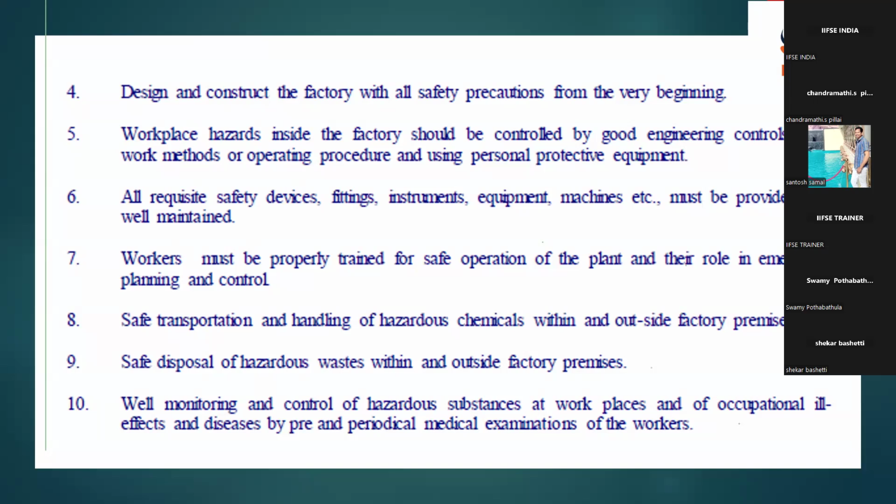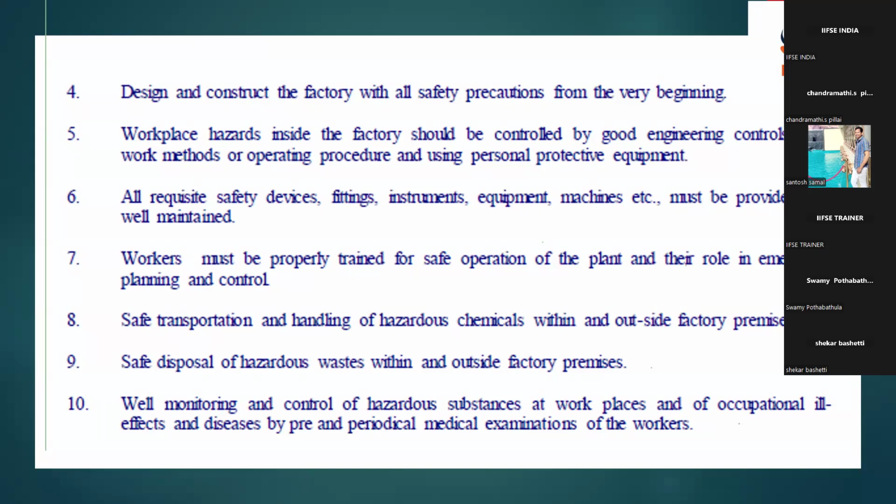So this hazardous waste will be generated based on your nature of operations. If you refer to your CFO, consent for operation, there you can see your operation activities. Then you will have hazardous waste authorization. In the hazardous waste authorization, you will see the different types of waste you are generating in your activity and how you are going to dispose of it.